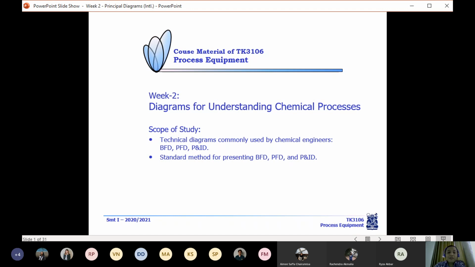This principal diagram is one of the primary knowledge, one of the primary capabilities of the chemical engineer that you have. For example, a chemical engineer is not called a chemical engineer if he or she cannot make a block flow diagram. They have to know, to understand, and also be able to create what is called the process flow diagram or block flow diagram. So it becomes the primary capability of a chemical engineer.